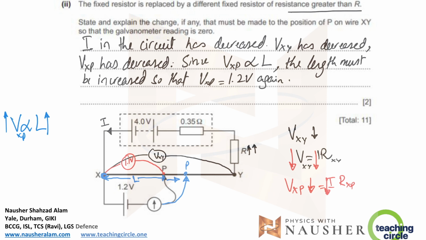And always remember that length is always measured from the fixed terminal. How do you know which is the fixed terminal? Please remember, the galvanometer's circuit is what determines the fixed terminal. The galvanometer is connected to one side, which is a movable contact, and the other side is connected to this terminal. So this end is your fixed end. So the length is always measured from the fixed end. So the answer to that question is simple: the length is increased by moving it towards Y.